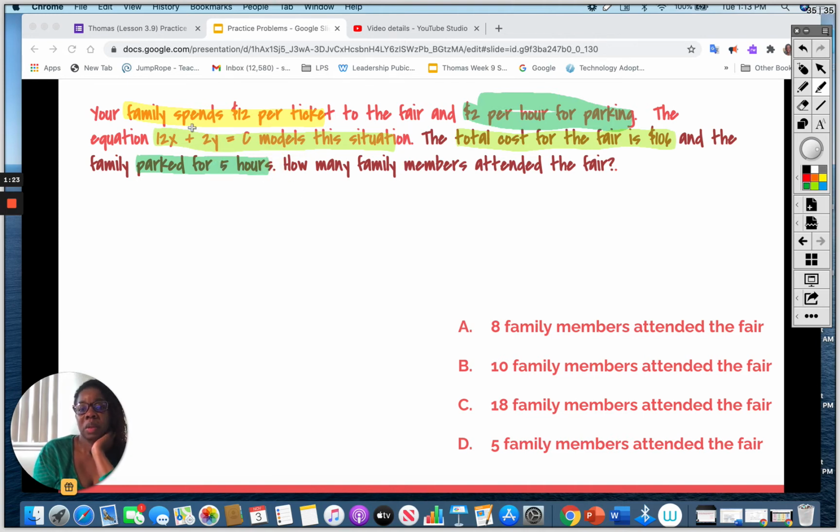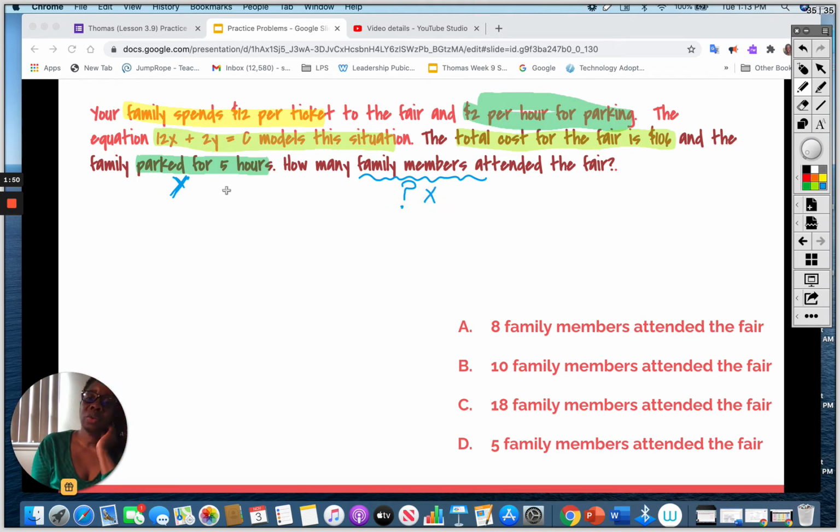So, just looking at the problem based on what we know about parking, the y is going to represent parking because the 2 is attached to the y. So this 5 hours here is going to represent y in the equation. If we're trying to find out how many family members attended, which is the question that we want to answer, it means we're trying to find x.